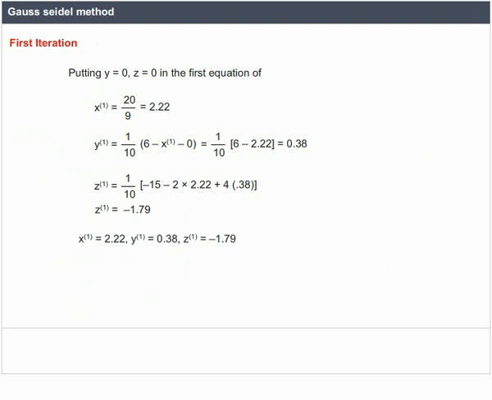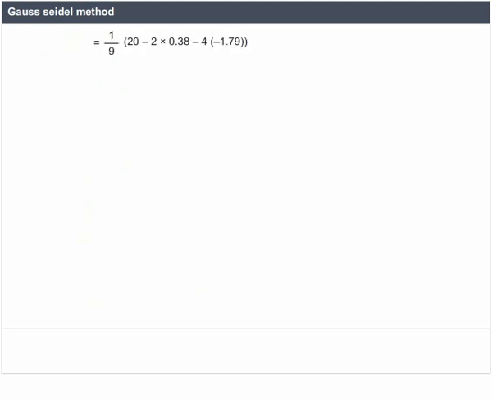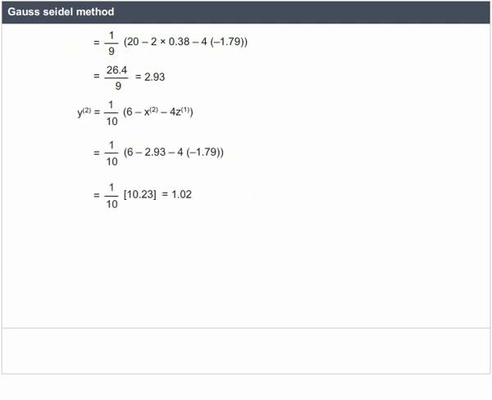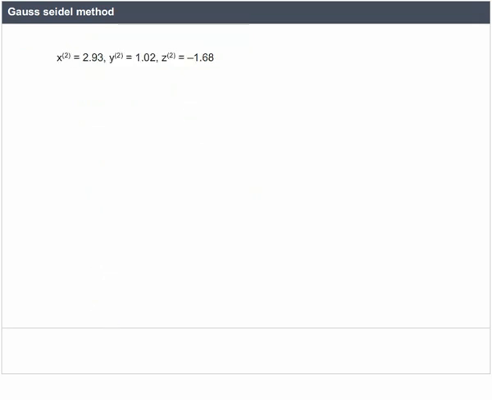Second iteration. x^2 equals 1 by 9 times (20 minus y^1 minus 4z^1). The final answer is 2.93. Then y^2 equals 1.02, z^2 equals minus 1.68. Finally, we get x^2 equal to 2.93, y^2 equal to 1.02, z^2 equal to minus 1.68.